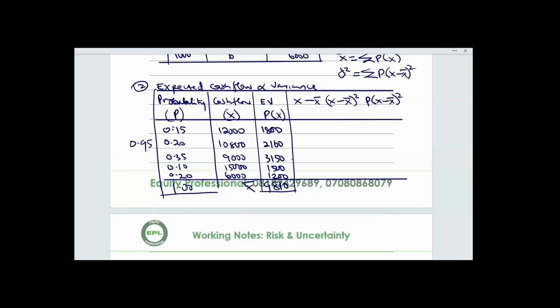Now we want to determine the variance. To get the variance, we need to expand the table. Here is the variance. To get it, this one is X minus X bar. Therefore, 12,000 minus 9,810, what do you get?